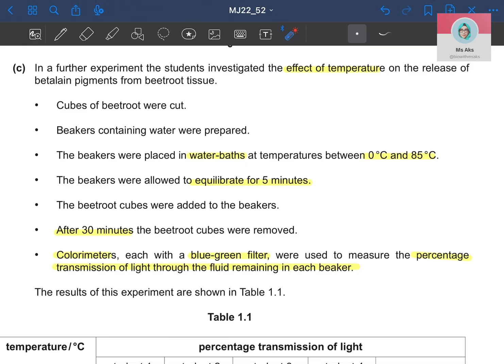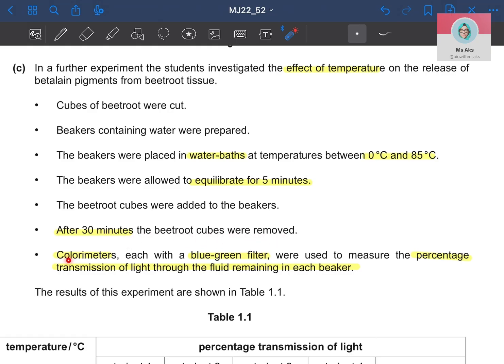So in the next question, we have another experiment that's being done by the student looking at the effects of temperature on the release of betadine pigments from the beetroot tissue. They mentioned the procedures here. They cut the beetroot, okay? They prepare beakers with water. The beakers were then placed in water baths at temperatures between 0 to 85 degrees Celsius. The beakers were allowed to equilibrate for 5 minutes. The cubes were added to the beakers that's prepared, and after 30 minutes the beetroot cubes were removed.